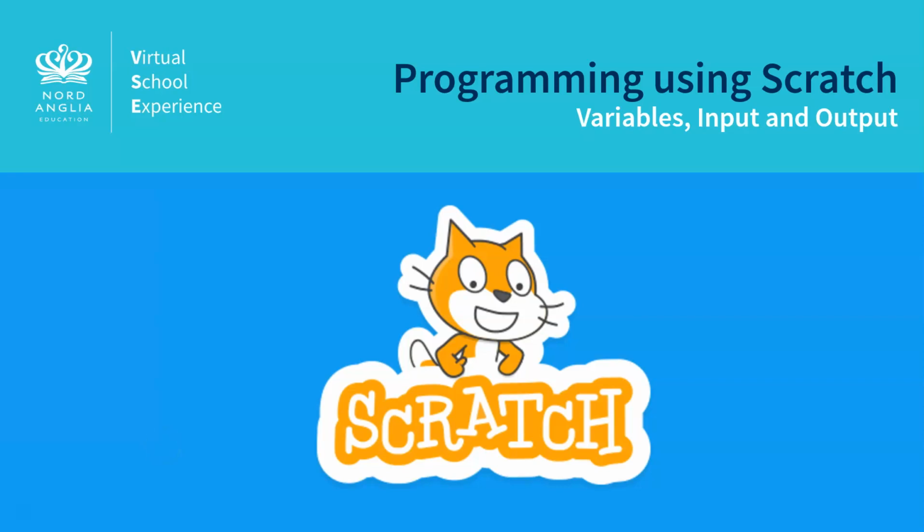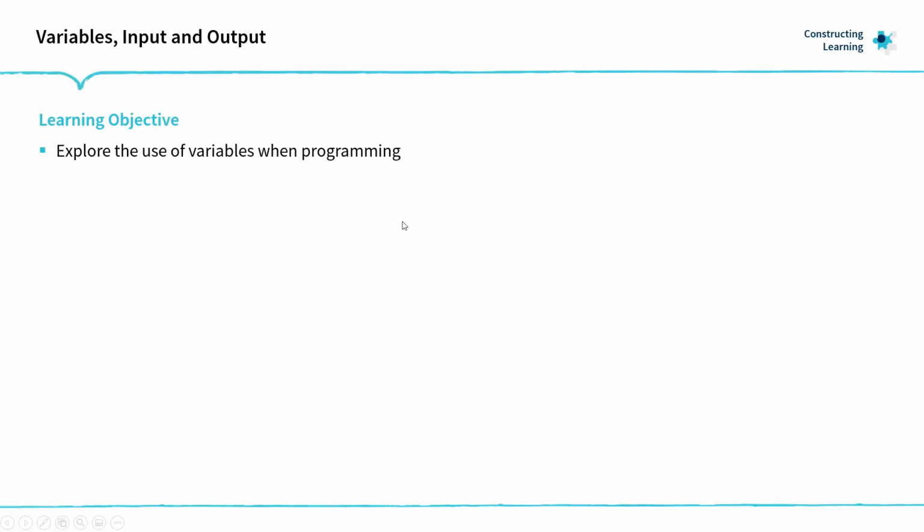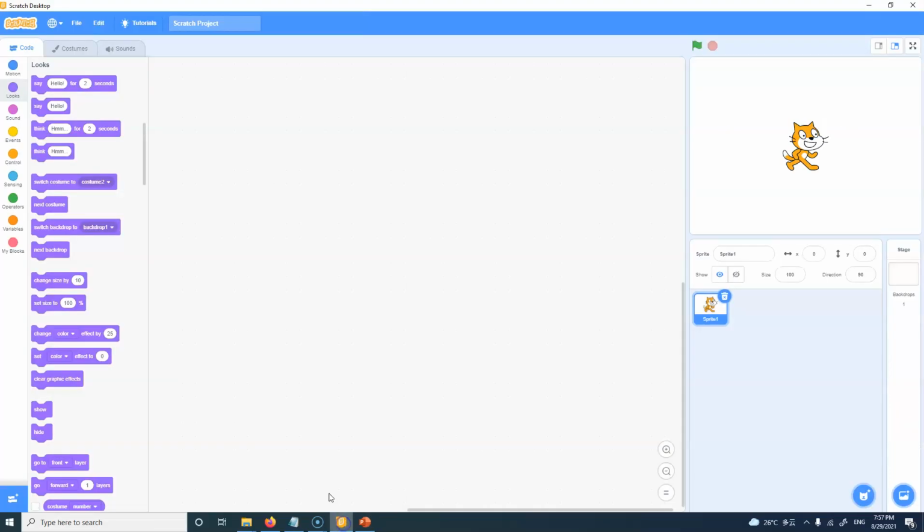In this tutorial you're going to look at variables, input and output, and we're going to be exploring the use of variables when programming. So let's have a look at Scratch, and let's have a look at 3 different ways of using our variables, one of which might be for asking for our name in a game. So when you start a game, it will ask you for your name and it will feed that back to you.